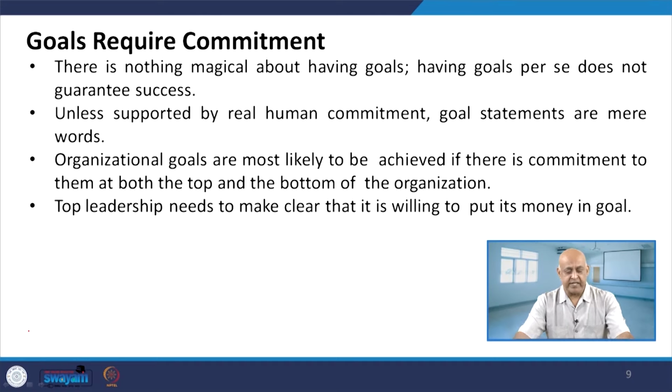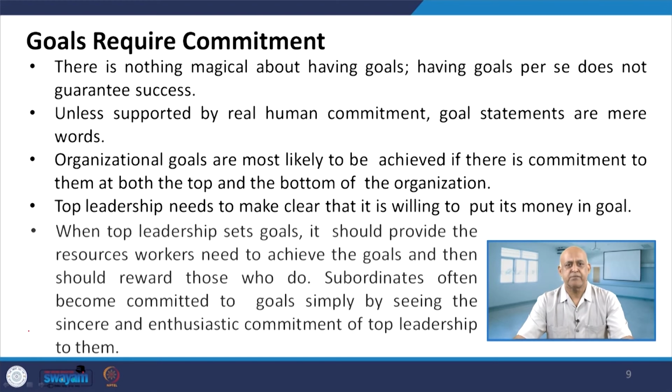So there is nothing magical about having goals. Many people appear in very competitive examinations but are not successful, because just appearing in the examination is not enough. Similarly, only fixing the goal does not give a guarantee of success. It has to be real human commitment, especially by the team members, and that will lead to the path of success.